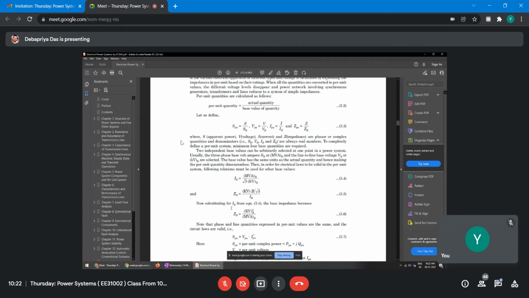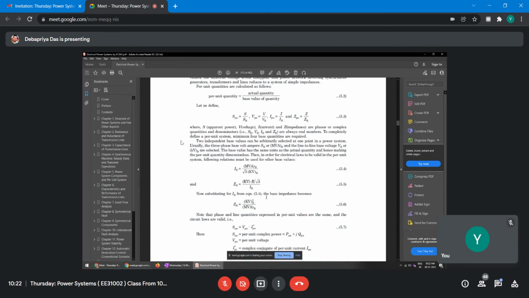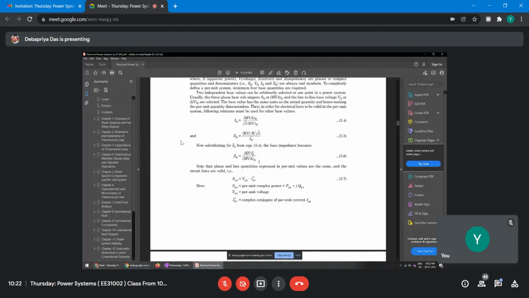So if you substitute IB from equation 5.4 here, the base impedance ZB will be kV base square upon MVA base. This has to be kept in mind, that ZB is equal to kV base square upon MVA base, right? This is important because generally for a power system we assume two quantities, one is base MVA, another is base voltage.